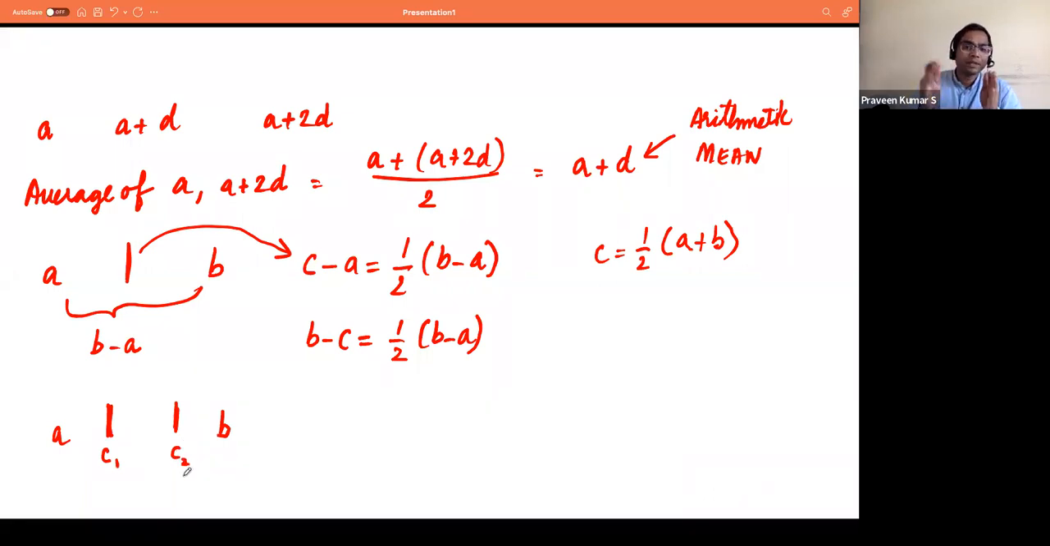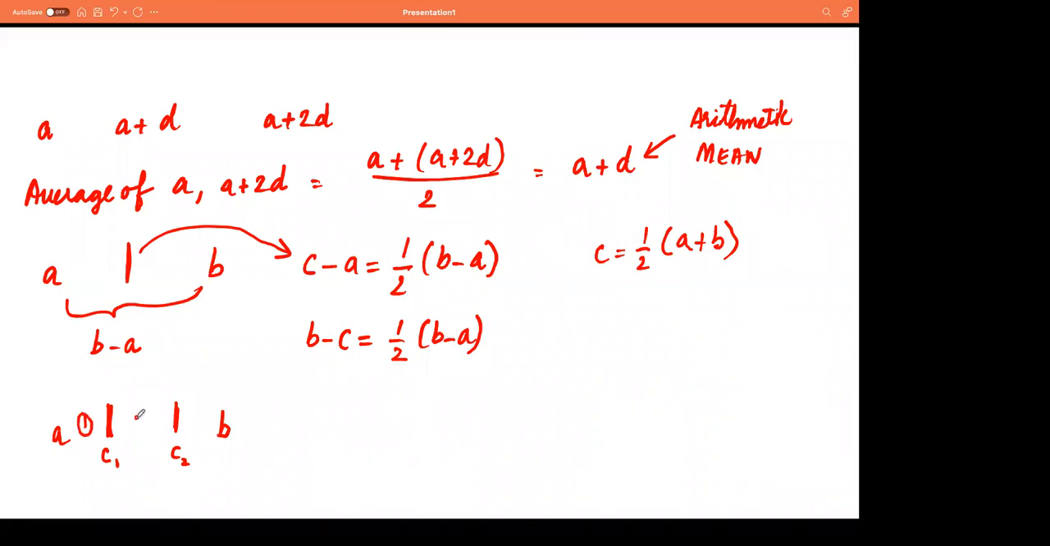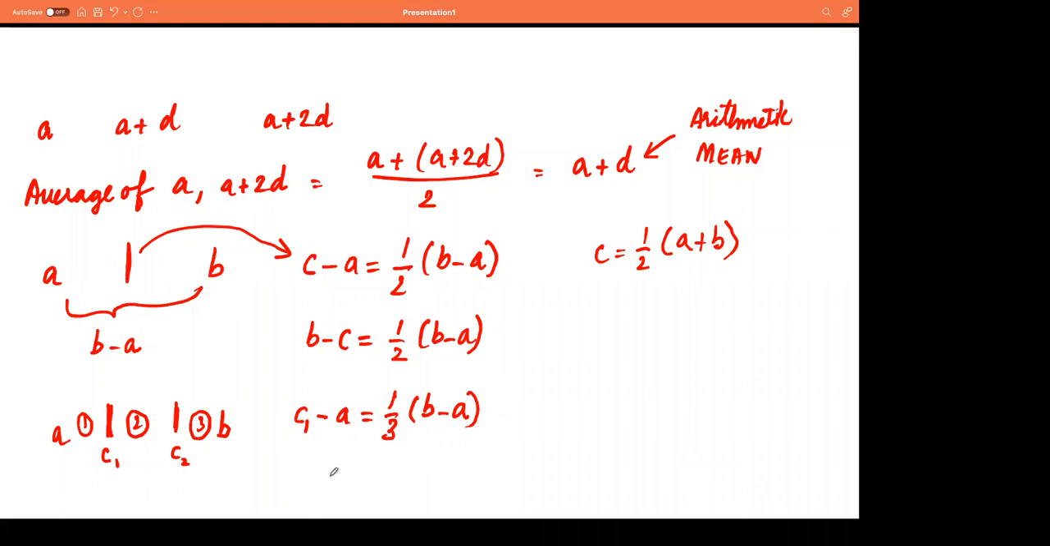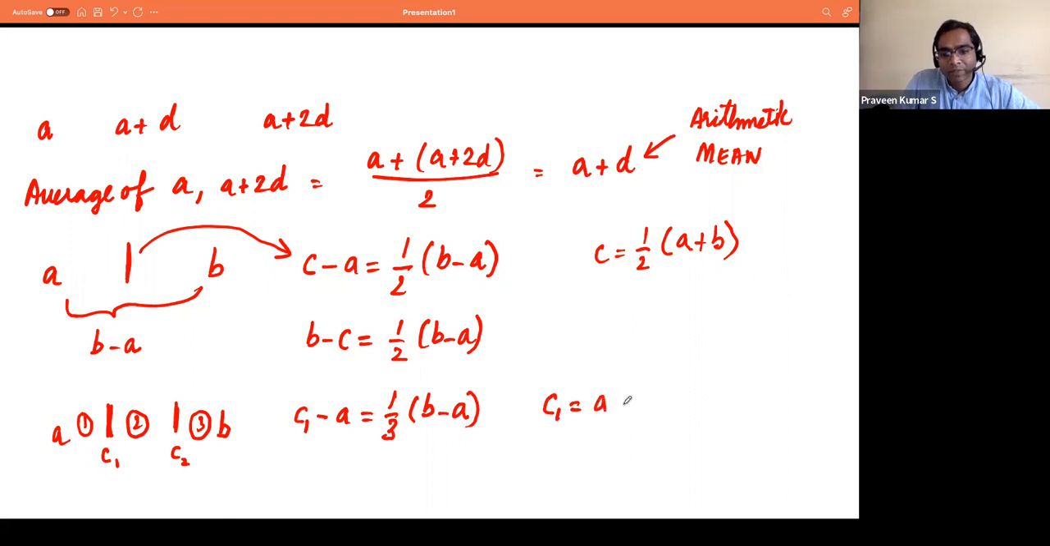So how many gaps are there now? This is one gap, this is two, and this is three. So you can say that C1 minus A is equal to 1/3 of B minus A. Am I right in saying this? Yes, sir. Or you can say C1 is equal to A plus 1/3 of B minus A.